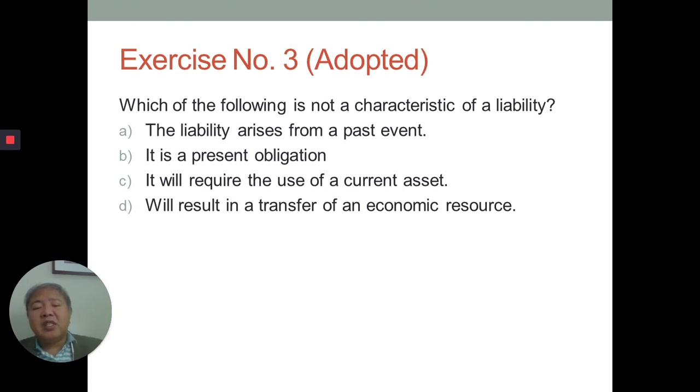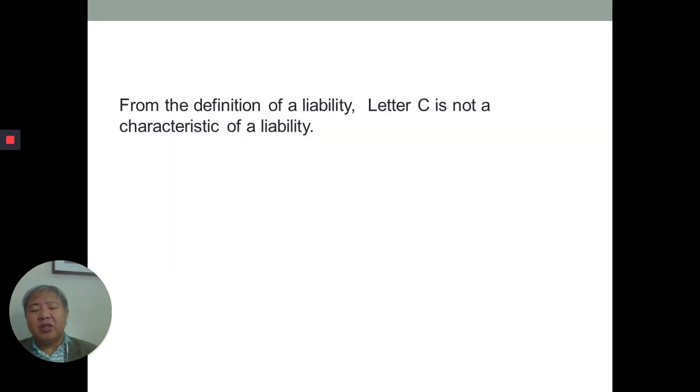Which of the following is not a characteristic of a liability? So we go back to the definition of a liability. And based on the definition, past event, that is part of the definition. Present condition, yes. Will require the use of current asset. This is not part of the definition. So this is the answer. Okay, letter D is also part of the definition.